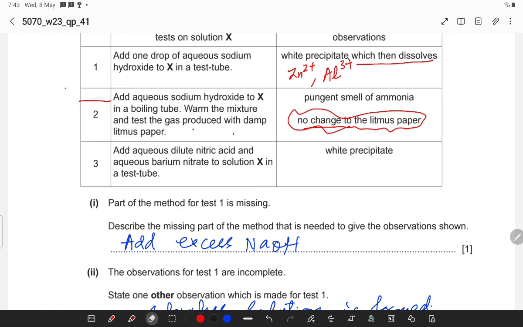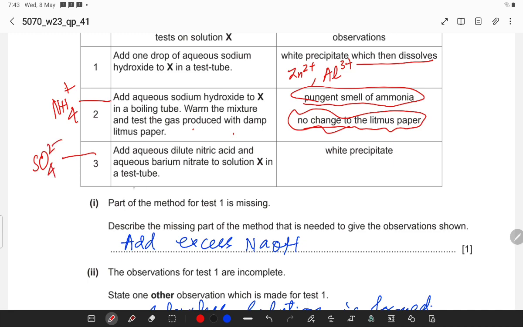In the test of the ammonium ion, there is a pungent smell of ammonia but no change to the litmus paper. Why no change? If a pungent smell is produced, it will definitely be the ammonium ion. So this is the question. Maybe the litmus paper is not damp or wet, because acidity or alkalinity needs water. Add dilute nitric acid and aqueous barium nitrate; this is a test of the sulfate ion.